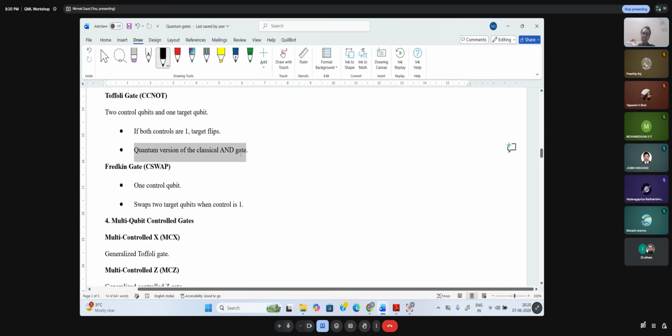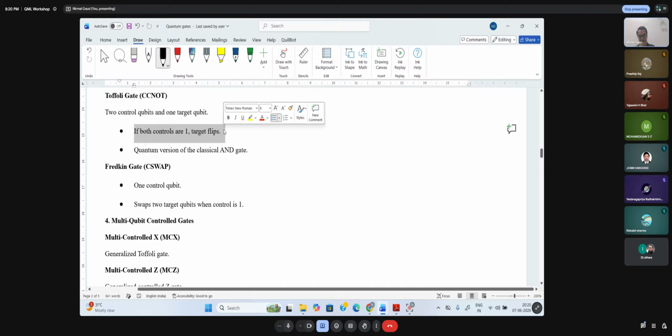Quantum version of the classical AND gate. Okay, this is the AND gate, the quantum version of the classical AND gate. So if both controls are one, the target flips. Okay, the target will change, so we have to understand it from that perspective only.